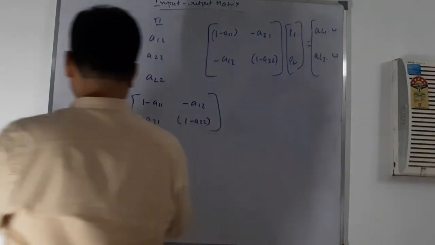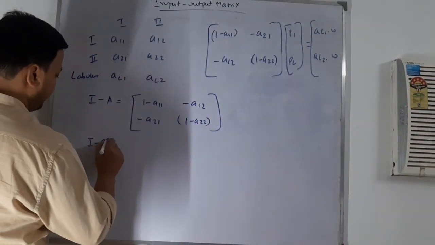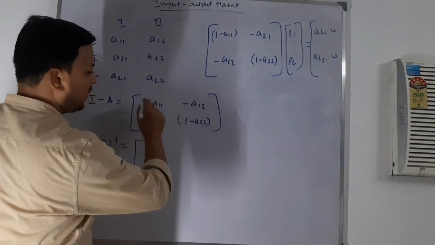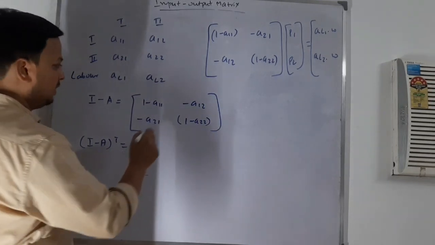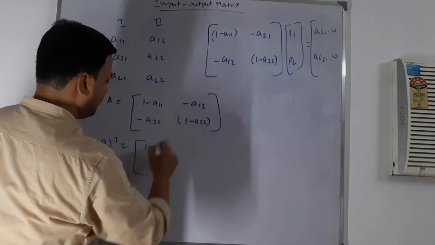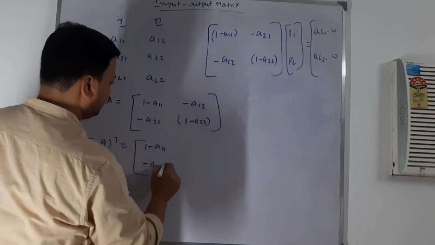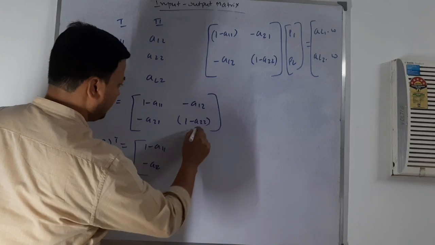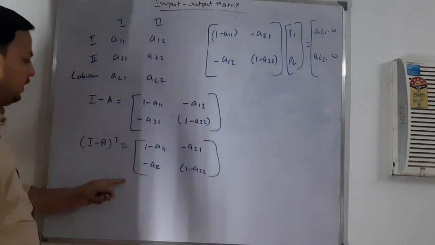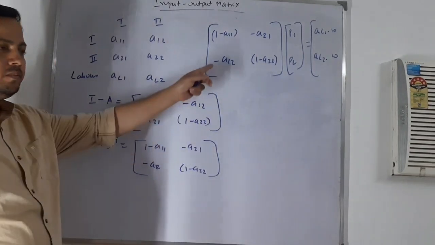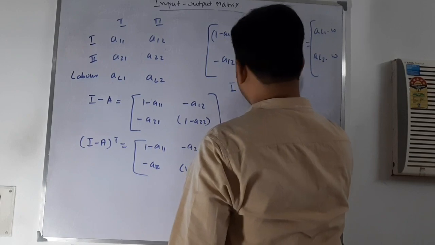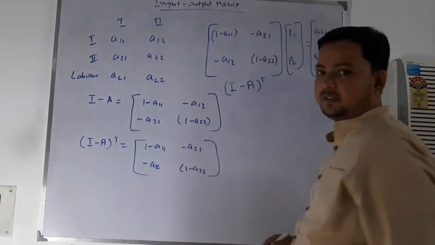If I take the transpose of the I minus A matrix, what will I get? Row will become column, and column will become row. 1 minus A11 will come here, minus A12, and this will be minus A21, and this will be 1 minus A22. Look at this one. Both are the same. So this matrix is my I minus A transpose. This is the correction I am talking about.